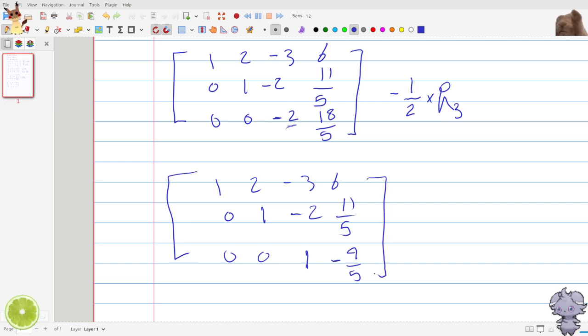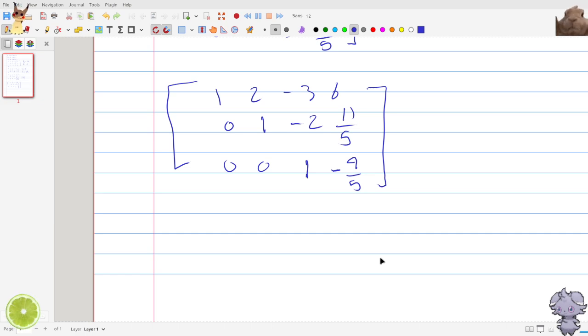So now we will start the backward phase of Gauss-Jordan elimination, and we will start by trying to make these three numbers 0. How do we do that? We do that by first subtracting from the first row 2 multiplied by row 2, and that will give us this matrix.